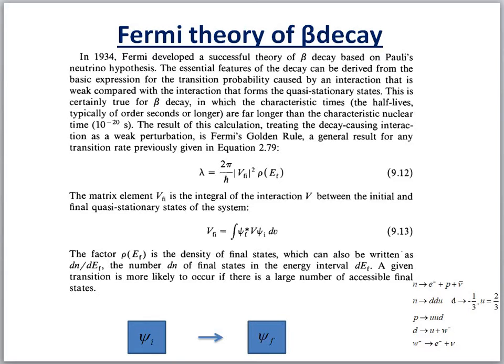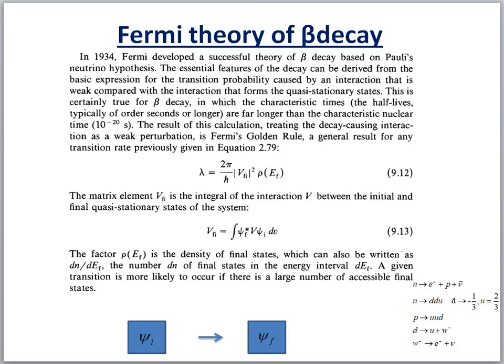The main result of the time dependent perturbation theory is that if you have a system with an initial wave function psi i and a final wave function psi f, and there is a transition from the initial state to the final state, the probability or rate of transition is given by lambda equals 2 pi by h cut, |Vfi| squared, rho(Ef). The matrix element Vfi is the integral of psi f star V psi i dV, where psi f is the final state and psi i is the initial state.